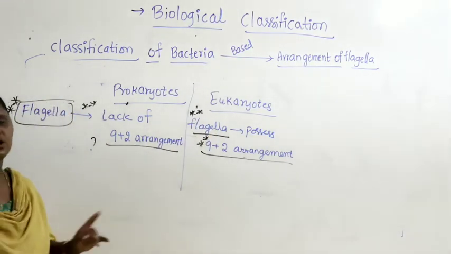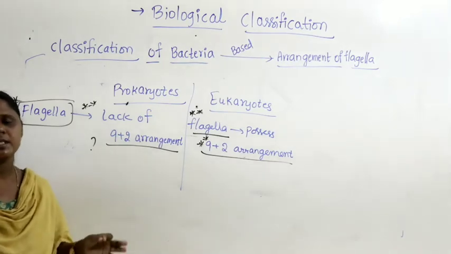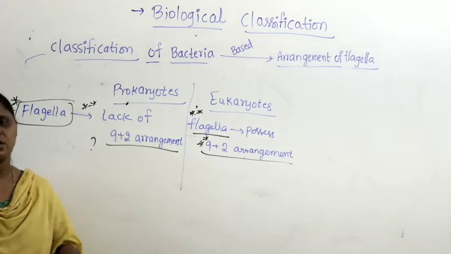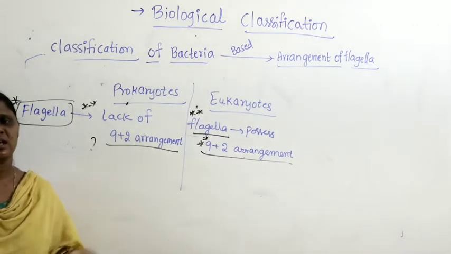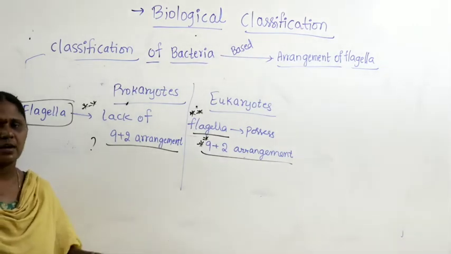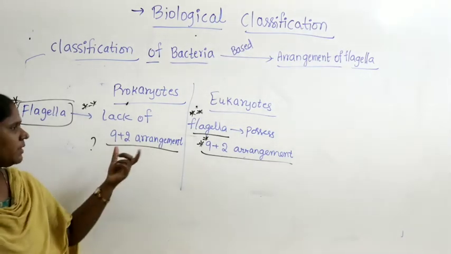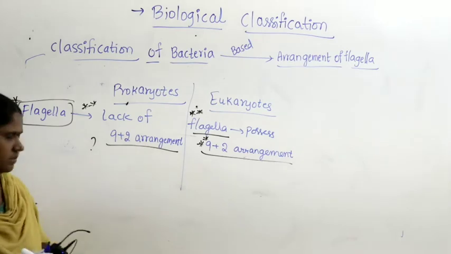The 9+2 arrangement of flagella we are going to discuss in detail in the coming chapter called cytology. At that time we will draw the diagram and we will come to know the arrangement of flagella which we find in eukaryotes when compared with prokaryotes. Now, presently for your understanding, I will just draw a simple diagram.